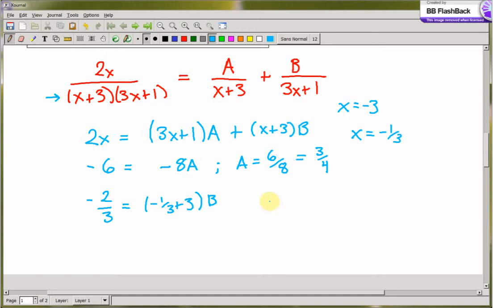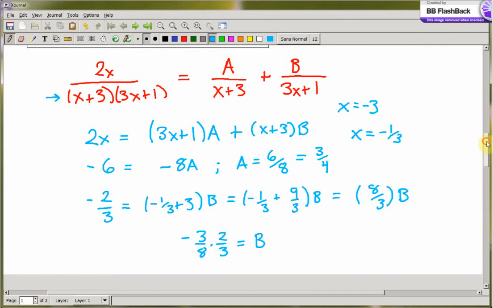Now we have to go through this slightly tedious process of finding out what b actually is. So let me do the fraction here. If I put these over a common denominator, -1/3 plus 3 becomes 9 thirds minus 1 third. So here's b. This is the same thing as 8/3 times b. Now you can multiply both sides by 3/8. So you get 3 over 8 times -2 over 3, which is the same thing as b.